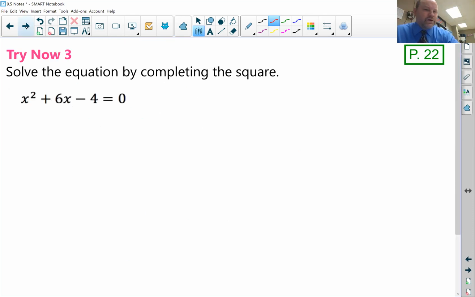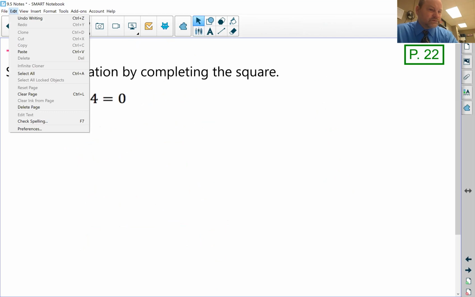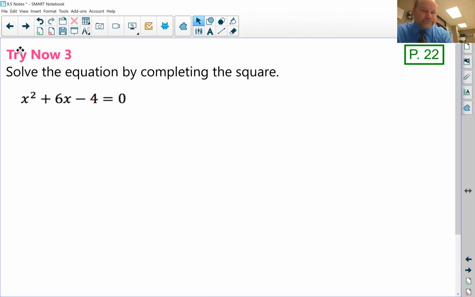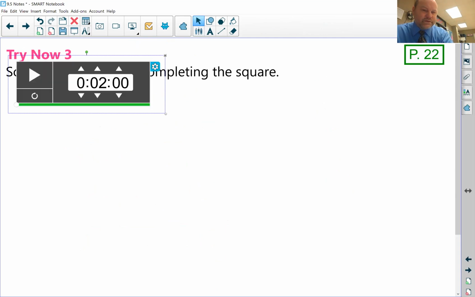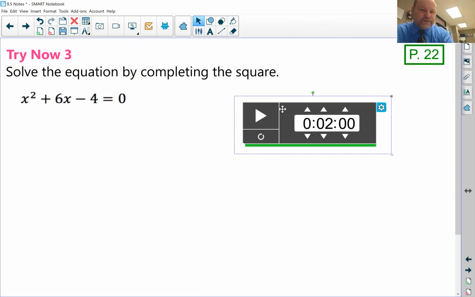All right, so your turn. Go ahead and solve by completing the square, x squared plus 6x minus 4. And we'll look at the solutions in a couple of minutes.